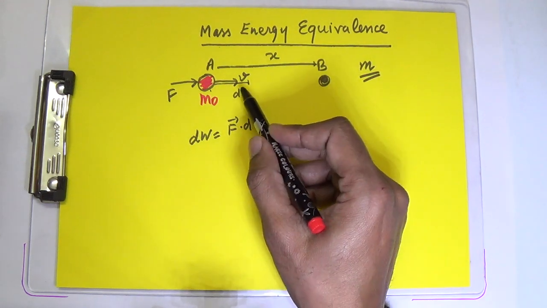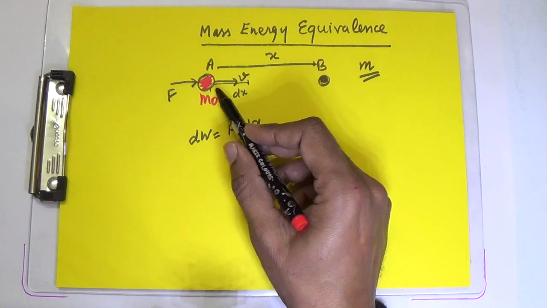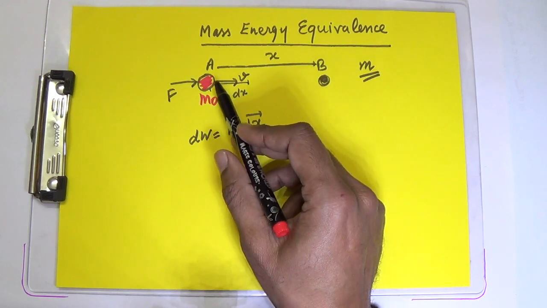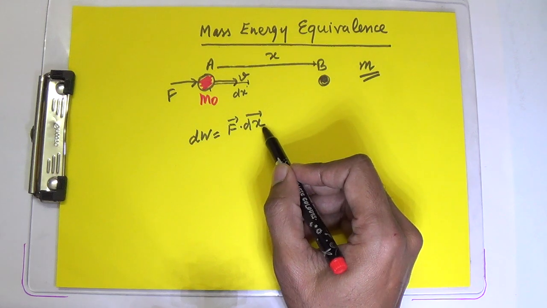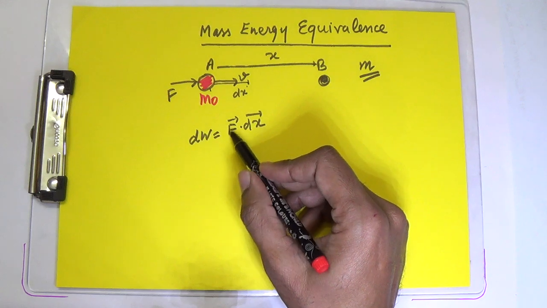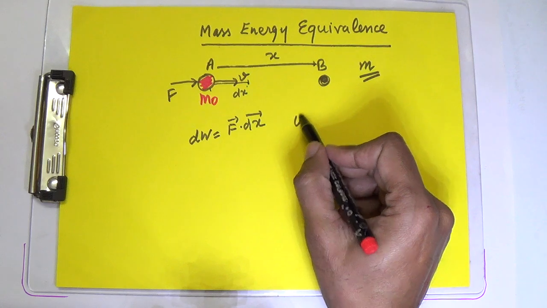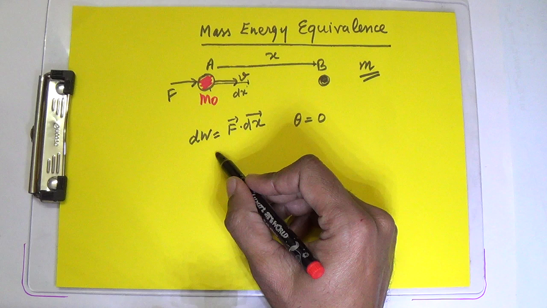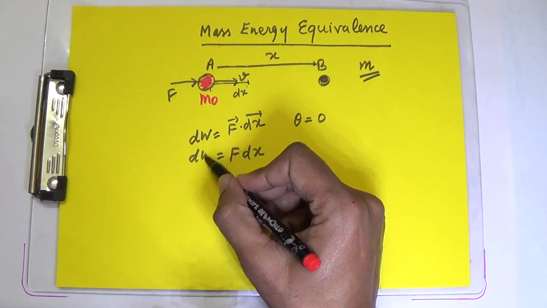But before that, this particle is displaced a very small distance, that is dx. So the amount of work done will be dW is equal to F dot dx. Now, this is the scalar product between the displacement and F, and theta is equal to 0 because they are parallel. So this can be written as F dx simply, and this is a small work done.